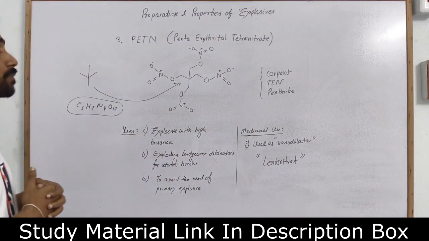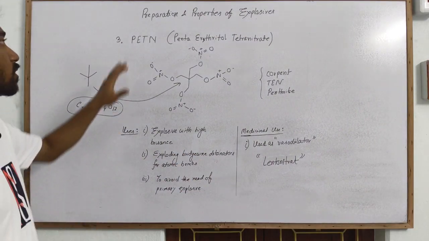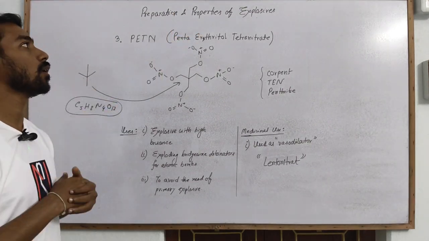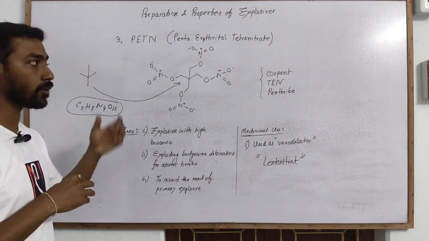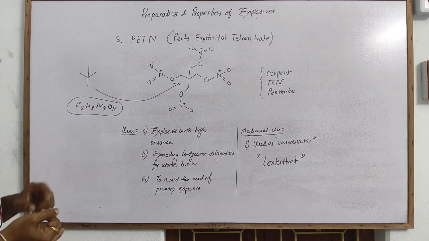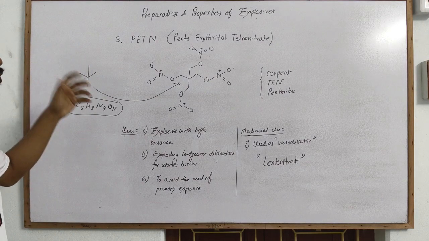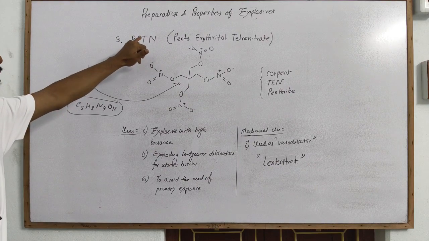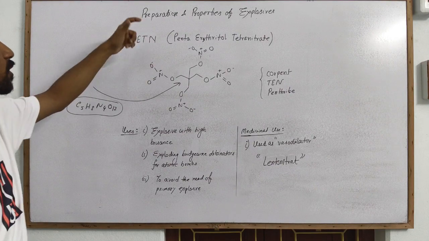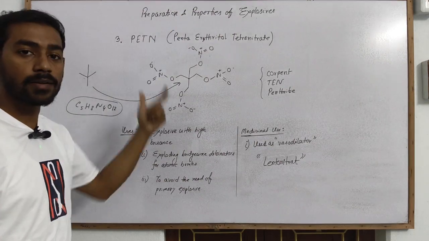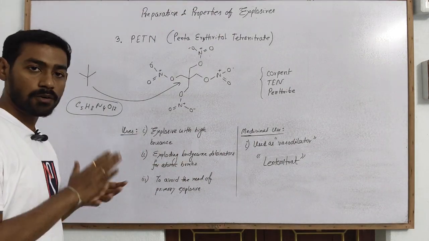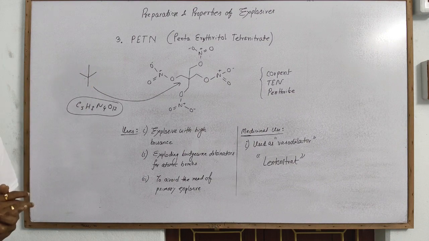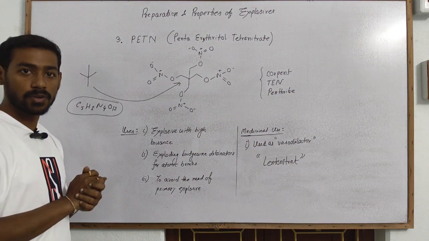Okay, so now we have discussed this PETN, its preparation and properties, and we have noted down three important explosives. RDX was the first one, the second one was lead azide, and the third one is now PETN. So we have discussed these three explosives, their preparations, properties and usages also. So this was our third part of these chemical explosives.